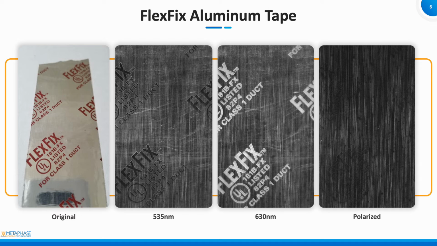Here we're showing a piece of FlexFix aluminum tape where the print is red on the tape, and we're showing it with different wavelengths of light. You can see we're using the green light, which is the complementary color to red. The text shows up as dark. When we use a red light, it shows up very bright. And when we use polarized light, you can see the printing itself removed and we just see the background.